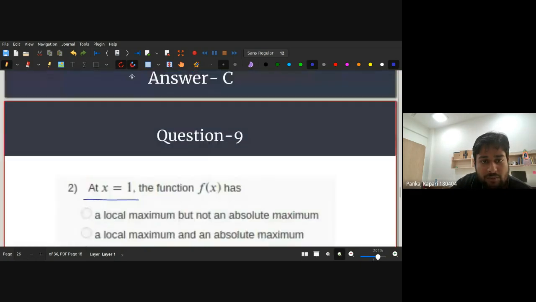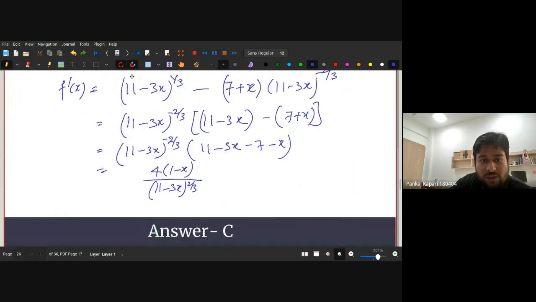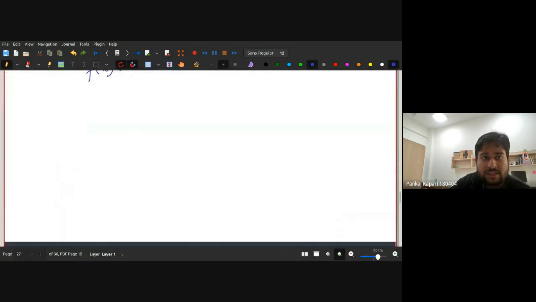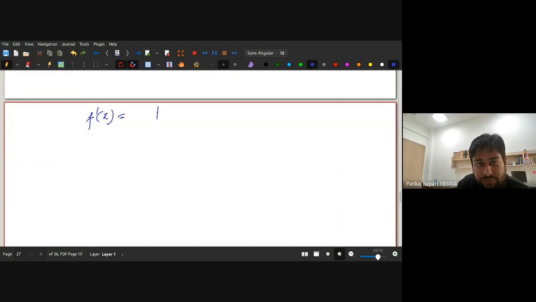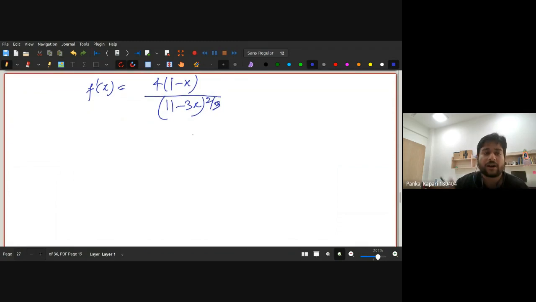What was the derivative of f? The derivative was 4 times (1 minus x) divided by (11 minus 3x) to the power 2/3, right? Now we have to determine the nature of the critical point x equal to 1. So let's check the sign of the derivative when x is less than 1.